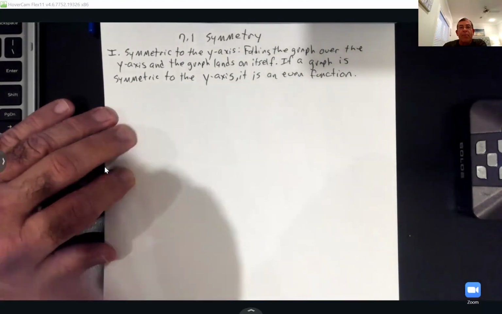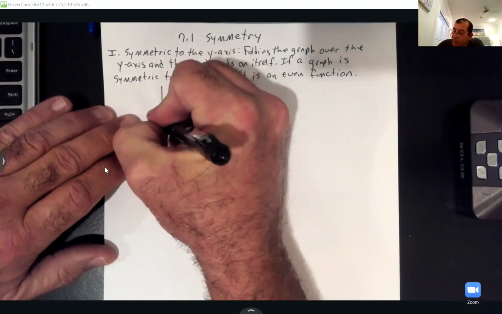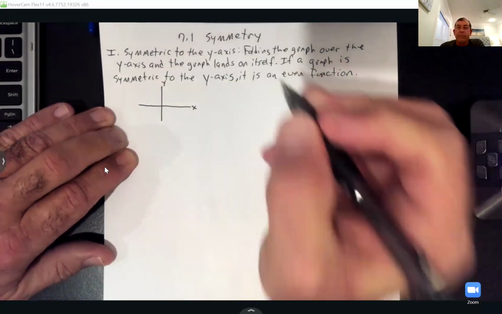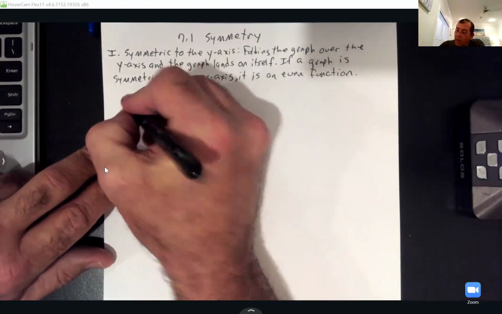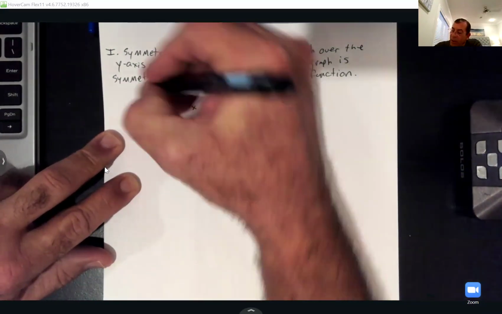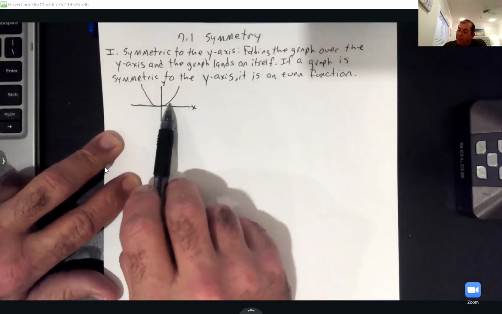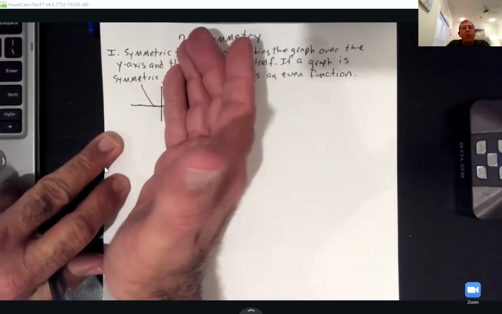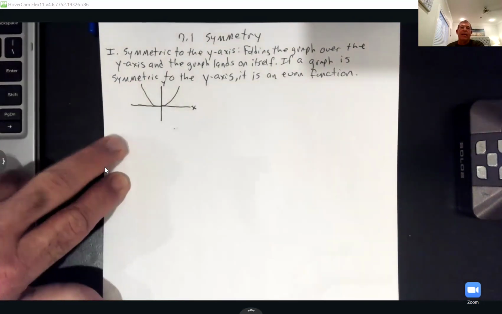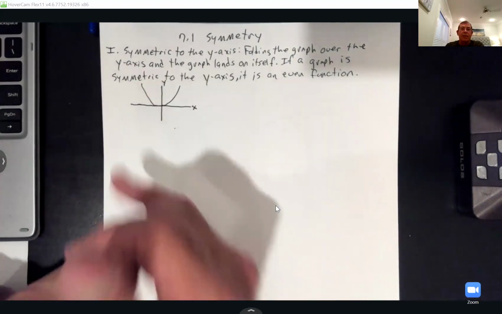So let me give you an example of a graph symmetric to the y-axis. And we've been doing a lot with parabolas. So y'all, this little graph of this parabola. Right here, if I took the right side of my graph, folded it over the y-axis, this right side would land exactly on the left side, okay? So that's what we're looking at when we're talking about symmetric to the y-axis.